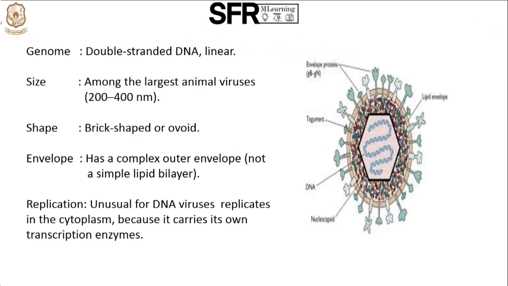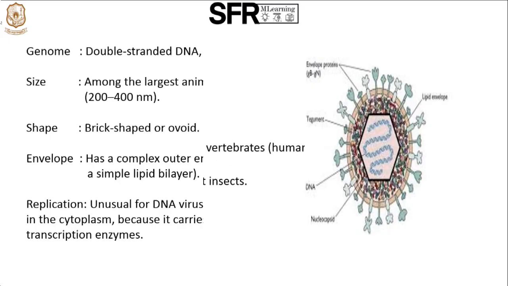This is the diagram of the pox virus. It has a genome of double-stranded DNA and the size is between 200 to 400 nanometers. It is a brick-shaped or oval type of virus. It has a complex outer envelope with a simple lipid bilayer, and the replication mode is unusual for a DNA virus, which replicates in the cytoplasm since it carries its own transcription enzymes.